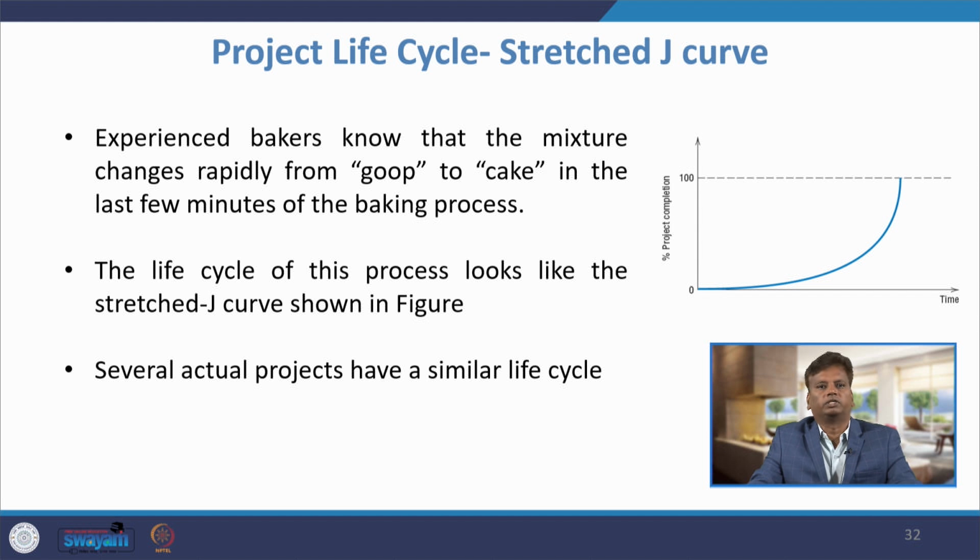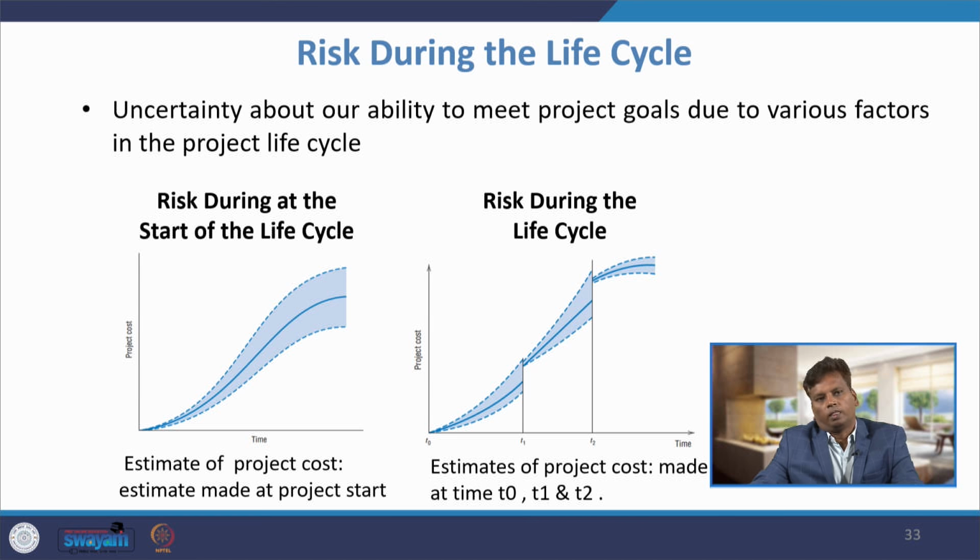Several actual projects have a similar life cycle, that is, initially the project completion will be very less. When the time progress, then the project completion will be done very quickly. Now, we will see some of the risk during the life cycle. Uncertainty about our ability to meet project goals due to various factors is called risk in the project life cycle.